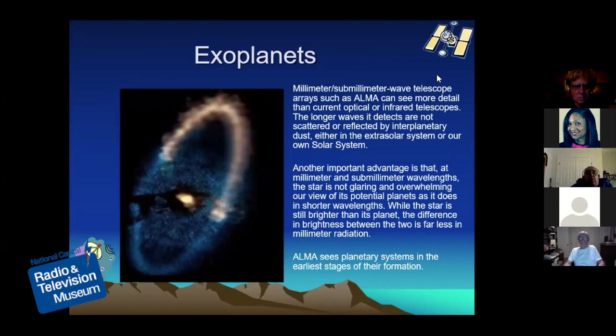Exoplanets. Okay, we found a lot of exoplanets with sensors like Galileo orbital telescopes. And we also have done some exoplanet research in radio. Sub-millimeter wave telescope arrays like ALMA, that I'll talk about in a couple of minutes, can see more detail than optical infrared telescopes because the longer waves are not scattered or reflected by interplanetary dust and actually penetrate our atmosphere better. And plus, the star isn't glaring at you, so you don't have to block it out. The physical part of the star is pretty much invisible in the radio spectrum. So ALMA can see planetary systems in the earliest stages of their formation. Another clue as to how the universe is built.